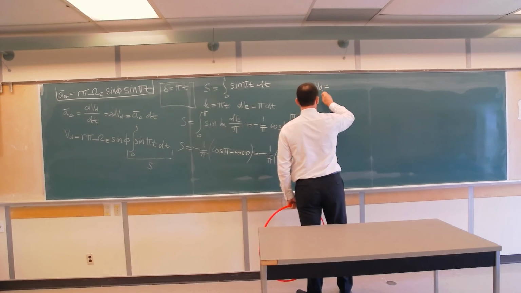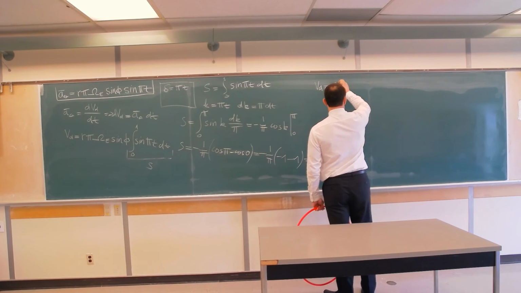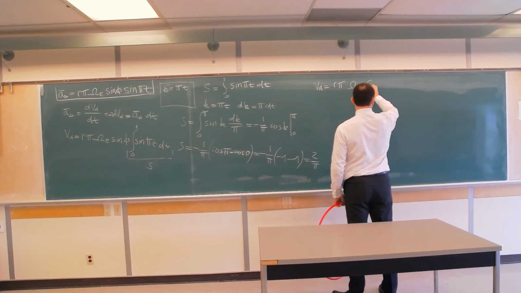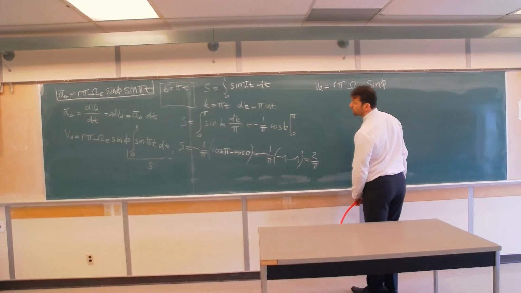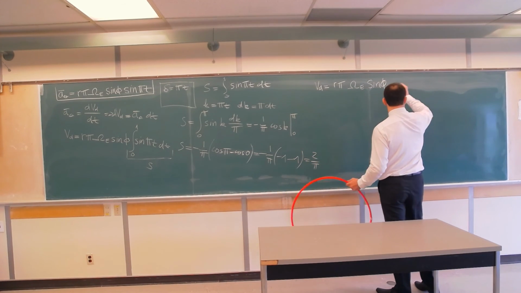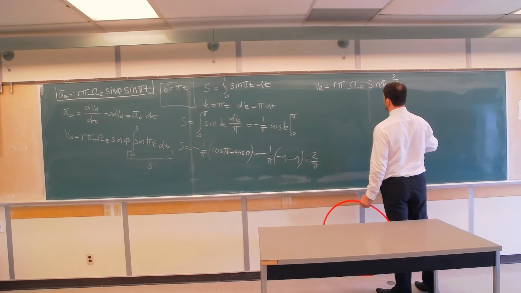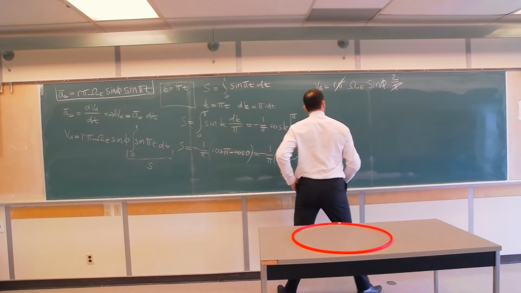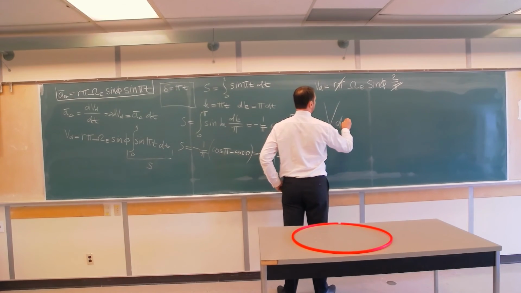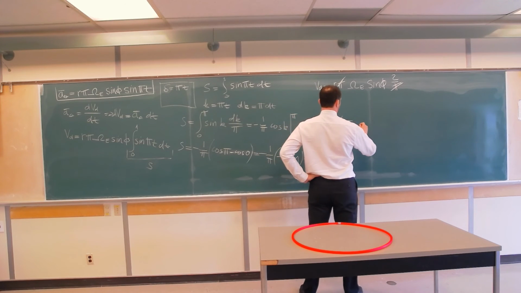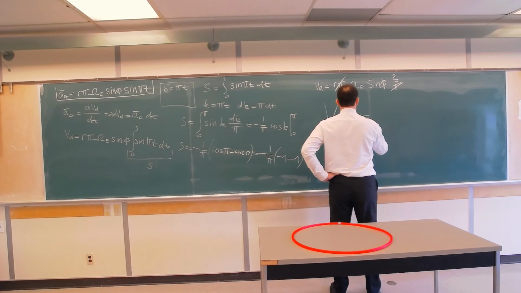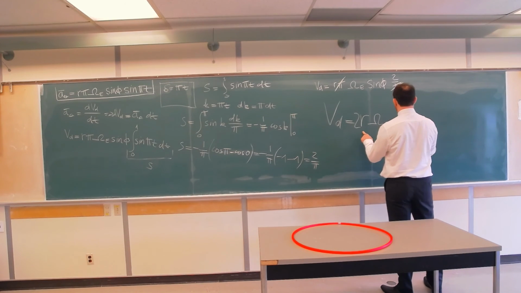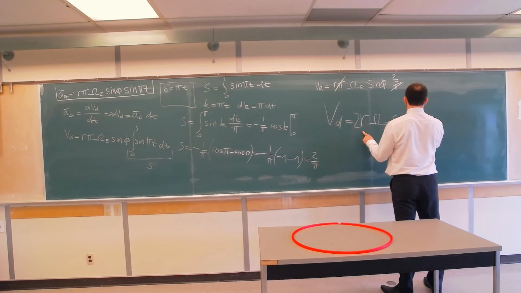Which means that Vd is equal to r pi omega e sine phi, and the integral S is 2 over pi, so pi and pi cancel, and we get that Vd is equal to 2 r omega e sine phi.